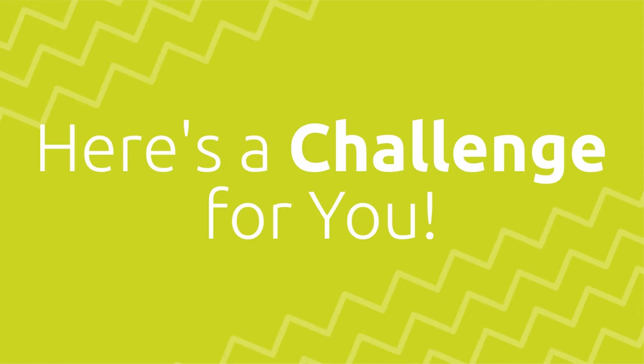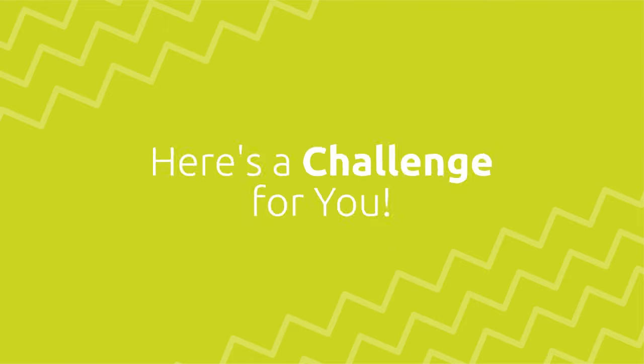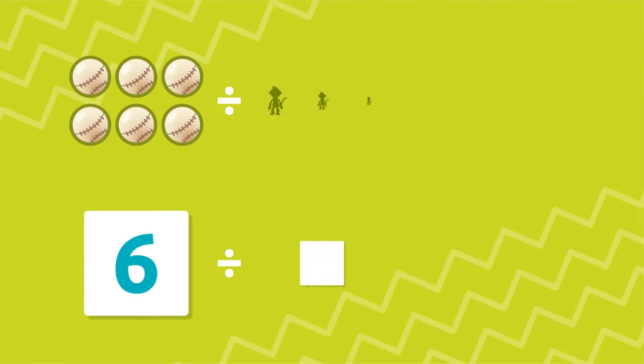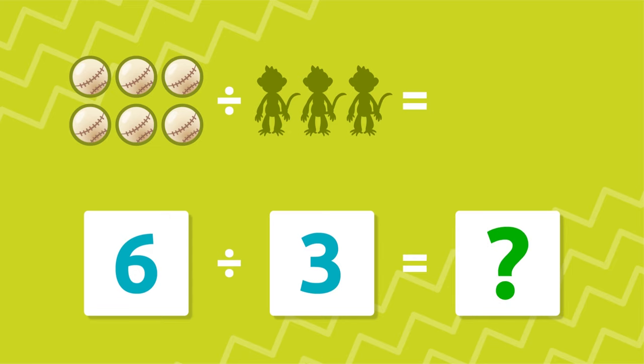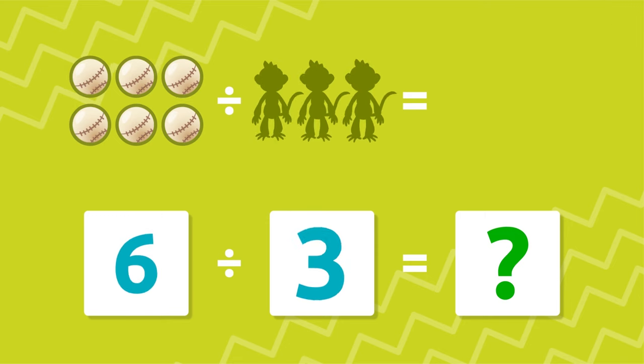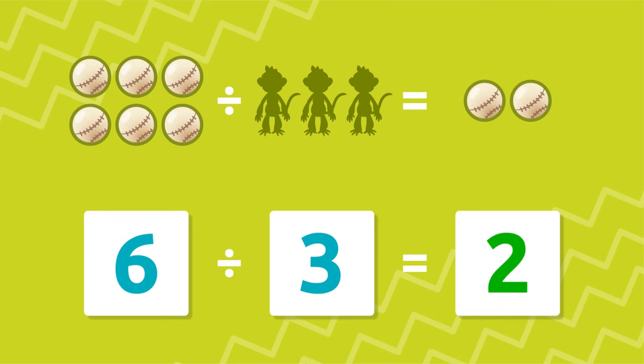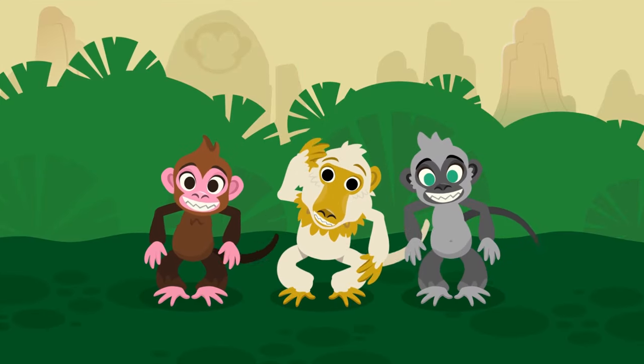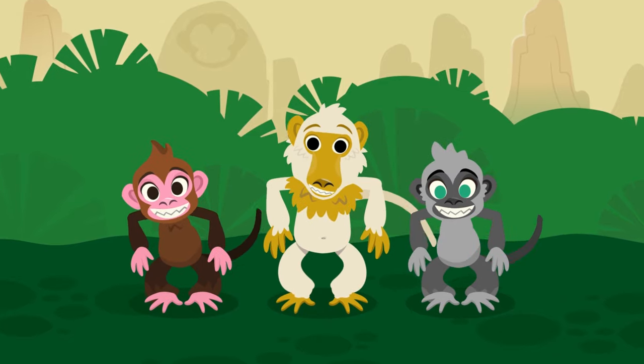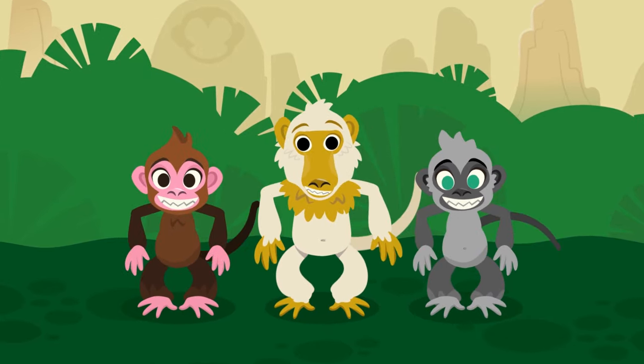Let's see if you understood. Here's a challenge for you. You have 6 balls, and you need to divide them among 3 monkeys. How many balls should you give to each monkey? You have 10 seconds to think about it. That's it. If you shared out 6 balls among 3 monkeys, you'd give each monkey 2 balls. 6 by 3 is 2. Now you know what division is. Do you realize that little by little, you're becoming a math expert? Keep up the good work.